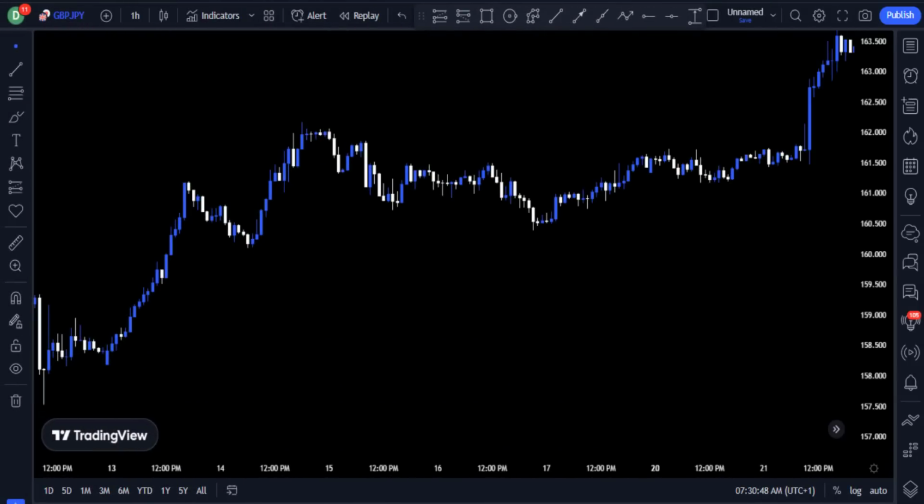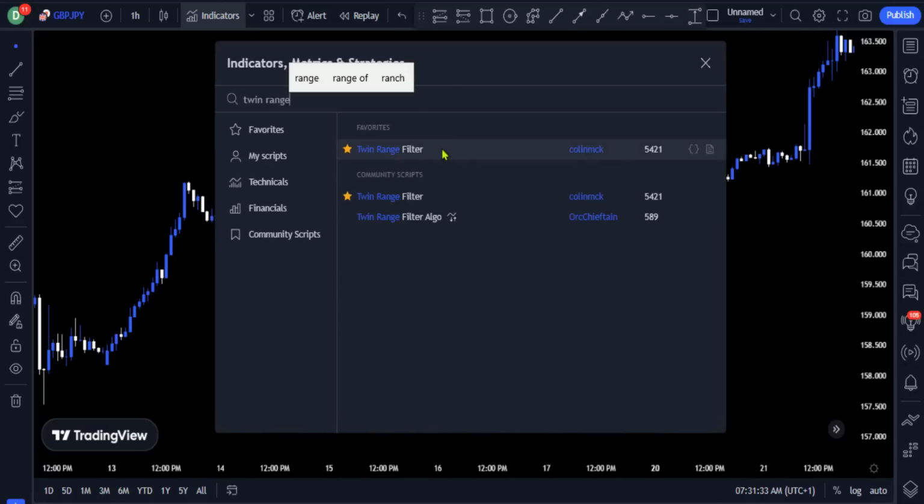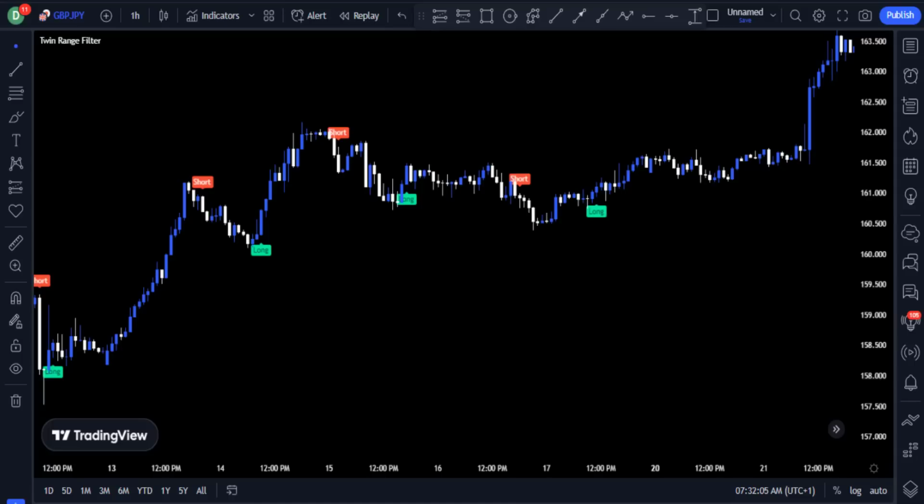Here on the chart, we are open to the price chart of the GBP-JPY currency pair. So head on over to the Indicators tab again, and type in the Twin Range filter, this one by Colin MCK. This will be the buy and sell indicator we will use, because it is accurate to an extent, in predicting the future direction of the market. So then click on it to add the indicator to our chart.